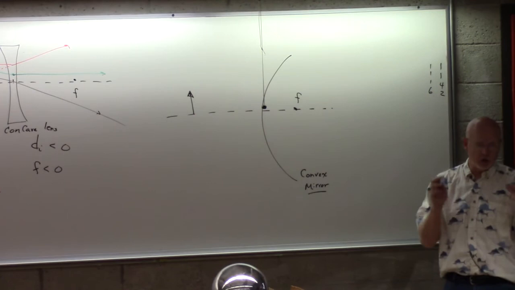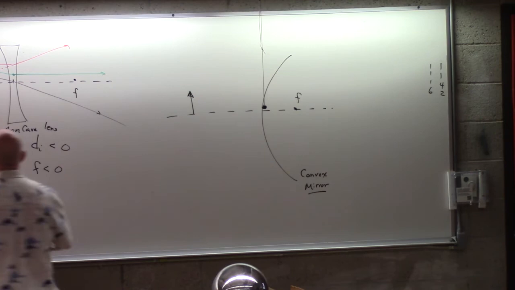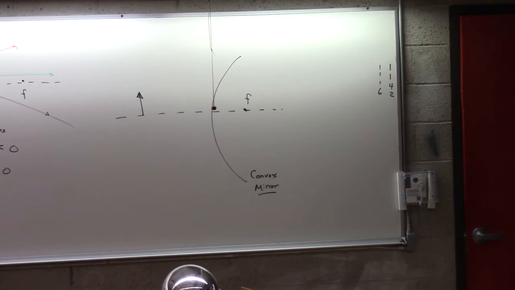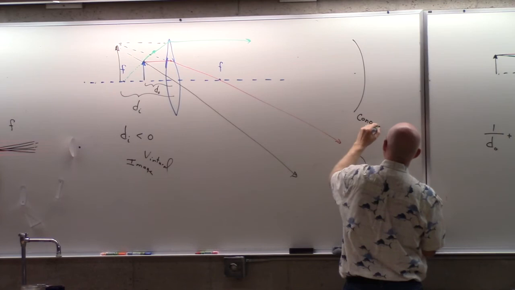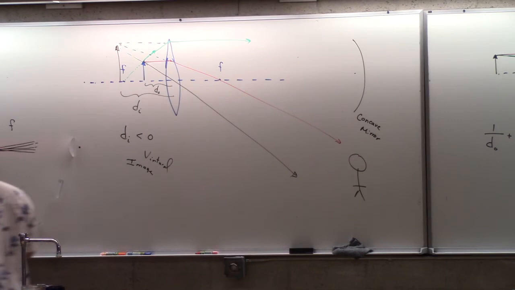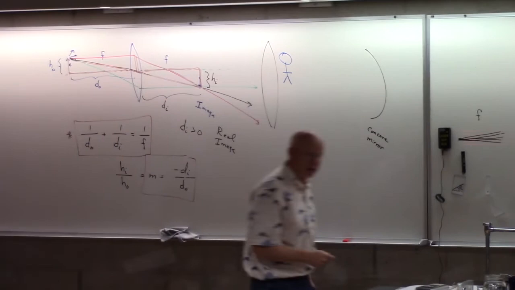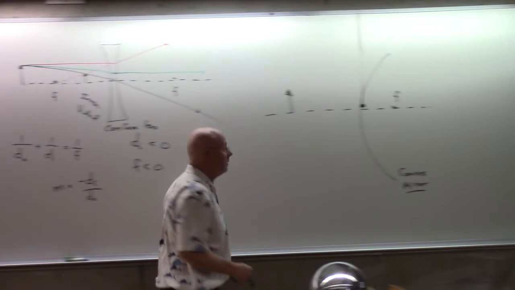Now, of course, there is one thing dramatically different between the mirror and the lens. The lens, of course, the light went through. The mirror, the light bounces off. But I want to convince you then that a concave mirror can act just like these, and a convex mirror can act just like this lens.